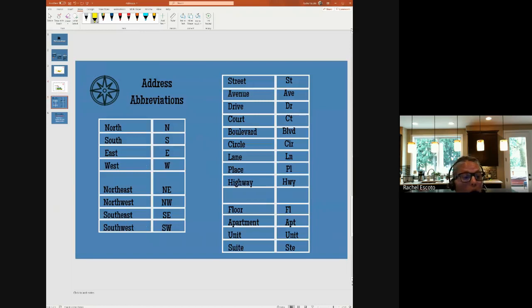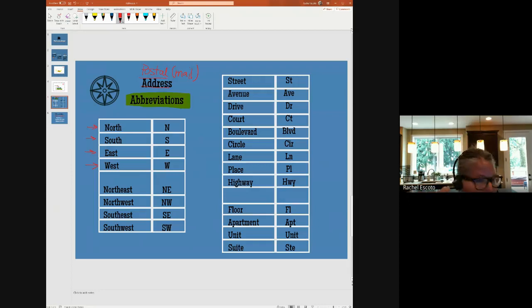Now, we all live in different places, so I want to go over a lot of abbreviations. Everybody say abbreviations. These are called address abbreviations or maybe postal. Postal means like mail. Okay, so postal or address abbreviations. And the first ones I want you to know are north, south, east, west.